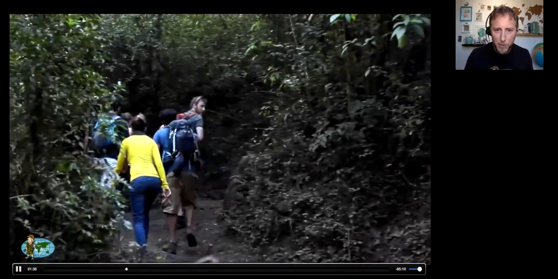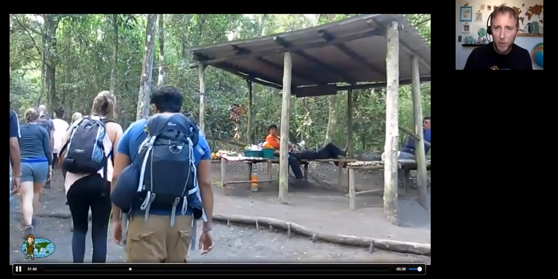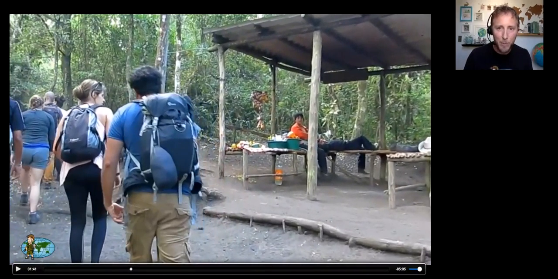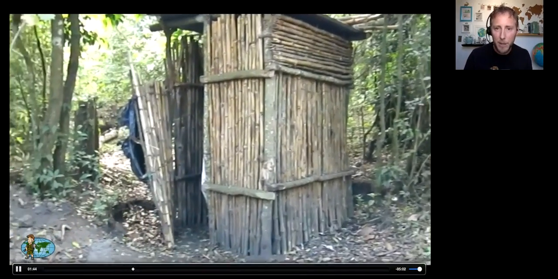And a lot of people get hungry on the way up. And the really nifty thing here is locals come up and they will sell local fruit. So popular fruit here that grows locally is bananas and mangoes.